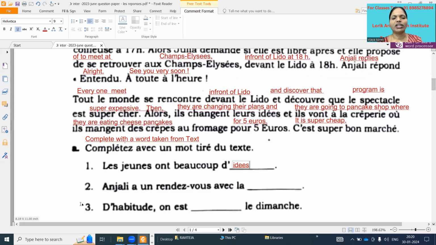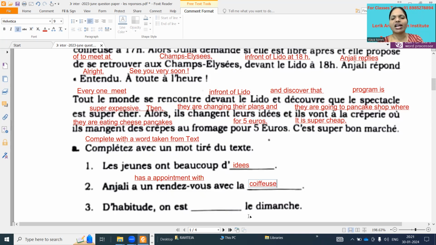D'accord? Next one. Anjali a rendez-vous avec la dash. Anjali has an appointment with whom? With the hairdresser. Avec means with. La coiffeuse. Coiffeuse is hairdresser.